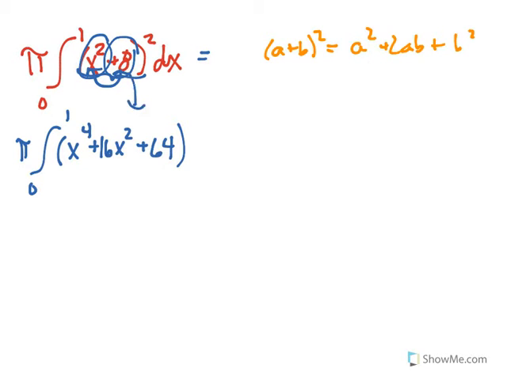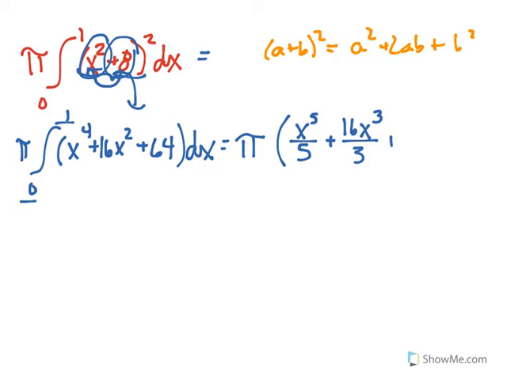So back to the problem. dx. I'm not concerned about getting a number because my limits are 0 and 1, so I should be in pretty good shape. This equals pi, and I'm ready to integrate. So the integral of x to the fourth is x to the 5 over 5, or 1/5 x to the fifth, plus x to the third over 3 times 16, or 16 over 3, plus 64x, from 0 to 1. And this is going to work out nice because it's between 0 and 1.